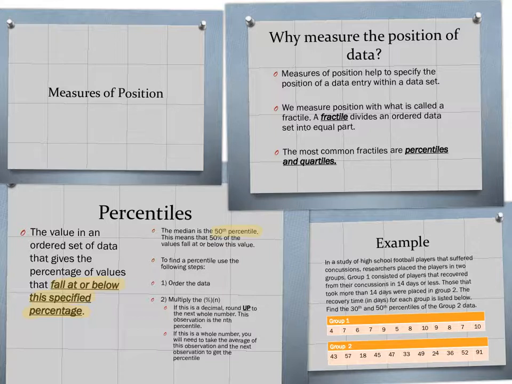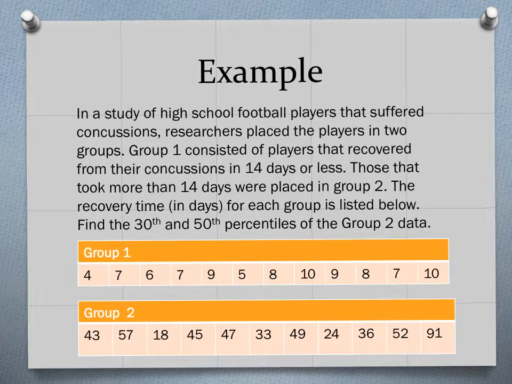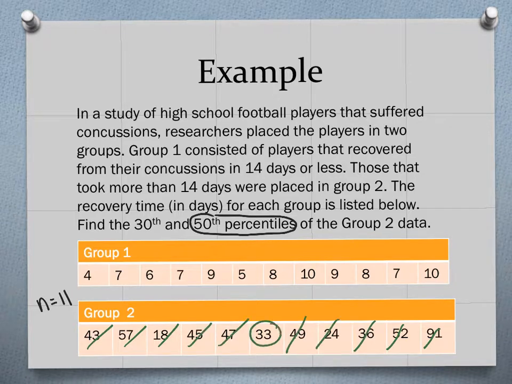We're going to look at the group 2 data from the concussion data again, and we're going to find the 30th and 50th percentiles of the group 2 data. So notice here I have 1, 2, 3, 4, 5, 6, 7, 8, 9, 10, 11. I have 11 data entries here. We know how to find the median, so we'll start with the 50th percentile first. We could do 11 divided by 2 and get 5.5, which we know is at 6. Or we could cross out till we get to the middle, using the strike-through method. And we know that the median should sit here at 33.